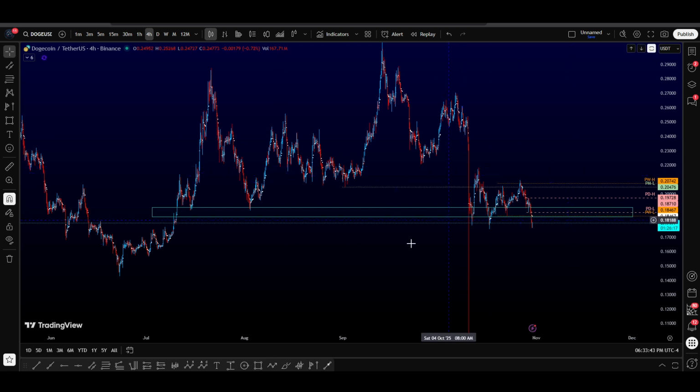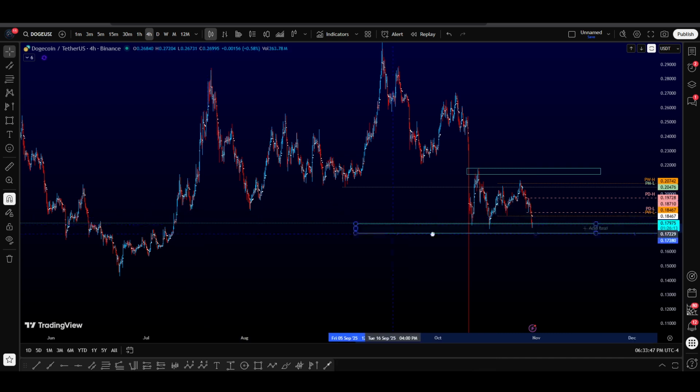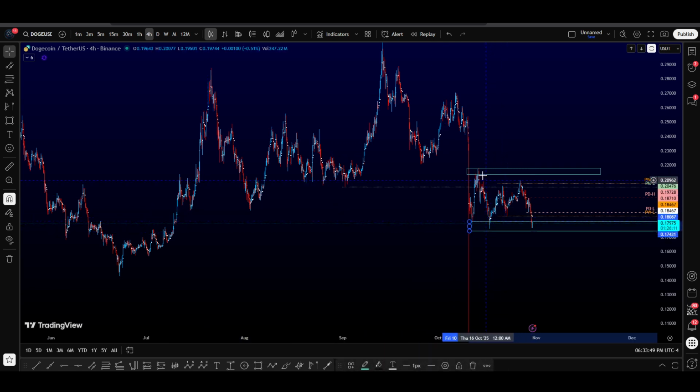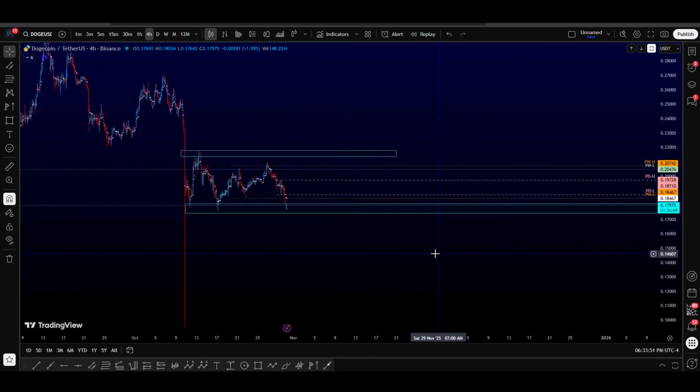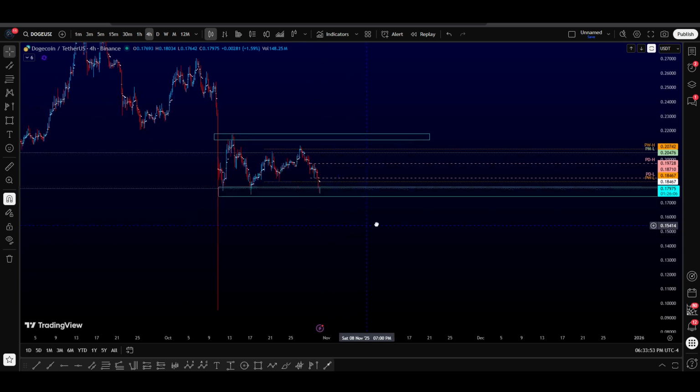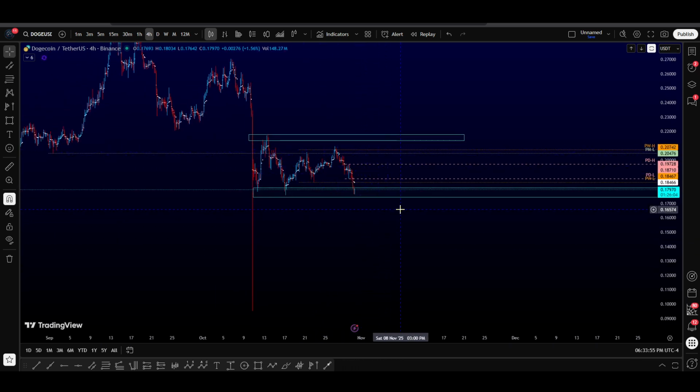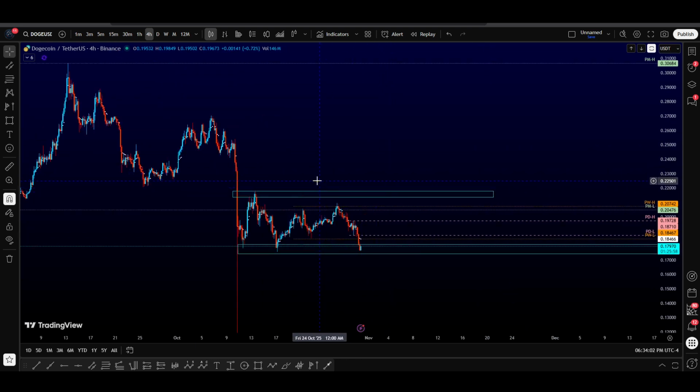So this lower range I would consider to be bearish, right? Just because in general, when you start trading at lower ranges, it shows you that price is consolidating to the downside. Buyers and sellers are agreeing that Dogecoin should be trading at a lower level than it is currently right now, right?